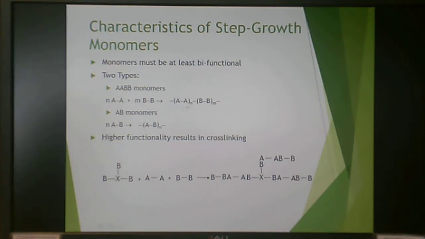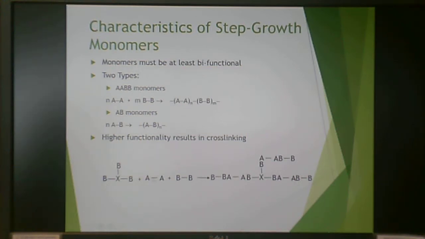So this is the structure that you get in the resulting polymer. In this case, A is always followed by B, and then B is always followed by A. So this is always a copolymer. Now in AB monomers, A can only react with B. One end of the molecule has an A on it, the other end of the molecule has a B on it, and that gives you this particular repeat unit. These are both linear polymers. If you want to branch or cross-link, then you need to have higher functionality.